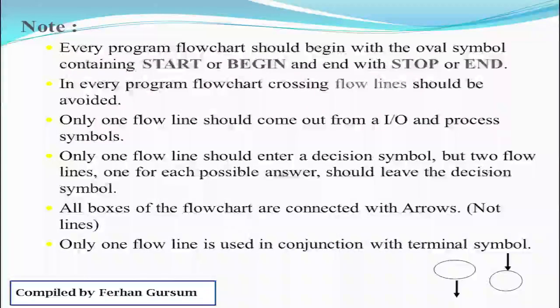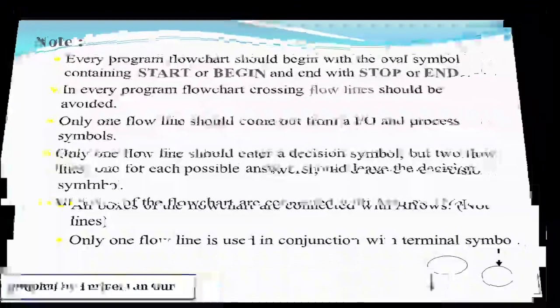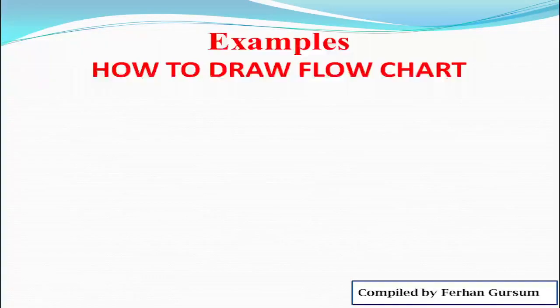The fifth point is that all blocks of the flowchart are connected with arrows, not lines. You have to make sure you draw an arrow when you are connecting them. At the last, only one flow line is used in conjunction with a terminal symbol. Let us see some examples. Extra examples are there that you have to follow. Examples of how to draw flowcharts.